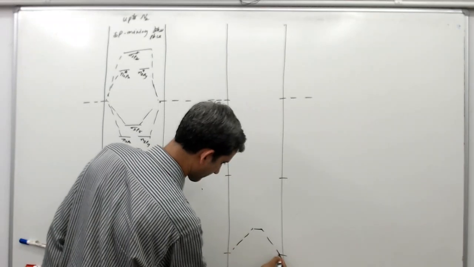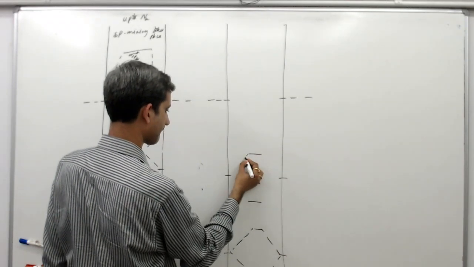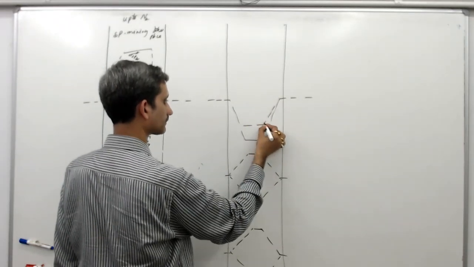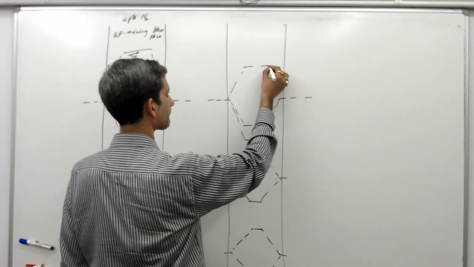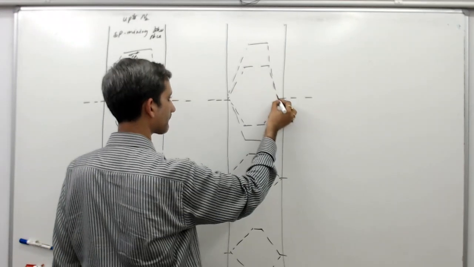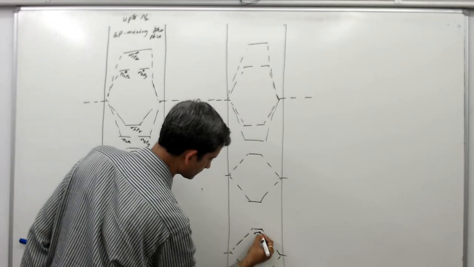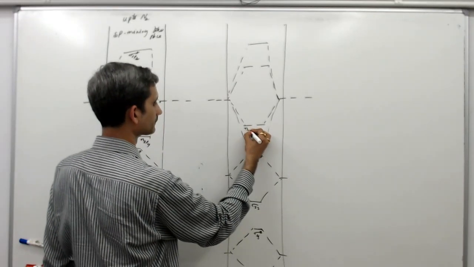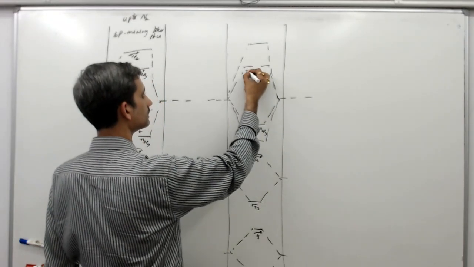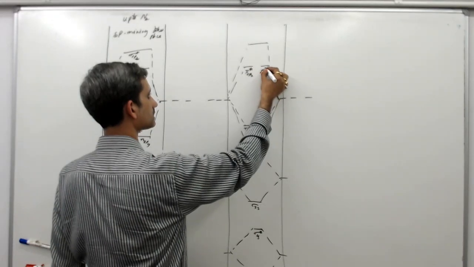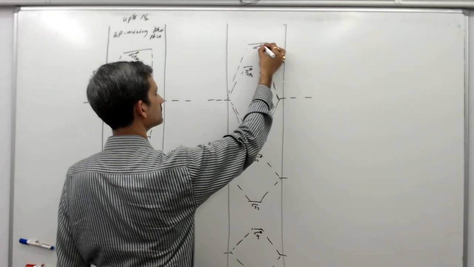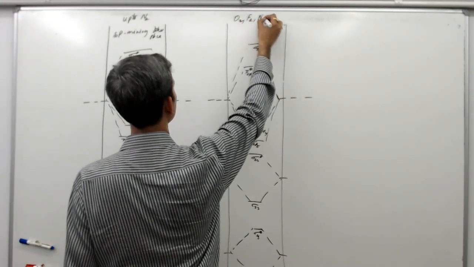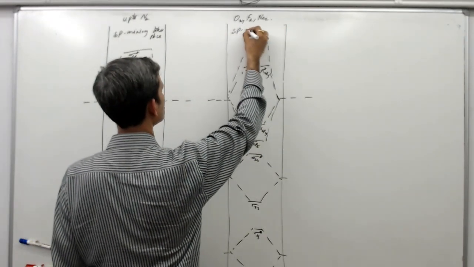Here and here. This is sigma 1s, this is 1s star, 2s, 2s star, 2pz, 2px, 2py, star 2px, star 2py, star 2pz. Here O2, F2, Ne2, and here sp mixing.